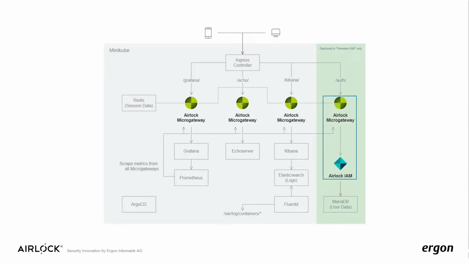The microgateway in front of Airlock IAM is accessible publicly without authentication and filters requests, validates them against an OpenAPI specification and other security features tailored specifically for IAM use cases. The Echo Server service is an application mockup. The microgateway in front enforces authentication, meaning it is only accessible for authenticated users. Additionally, it has some restrictive deny rules enabled.